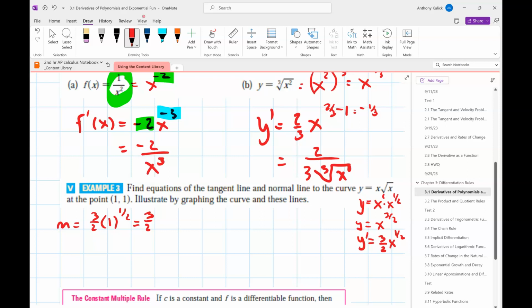The power rule is n times x to the n minus 1. So the 3 over 2 that was the exponent becomes the coefficient, and my new exponent is the old exponent minus 1. 3 over 2 minus 1, when I make a common denominator, is 3 over 2 minus 2 over 2, which is 1/2.